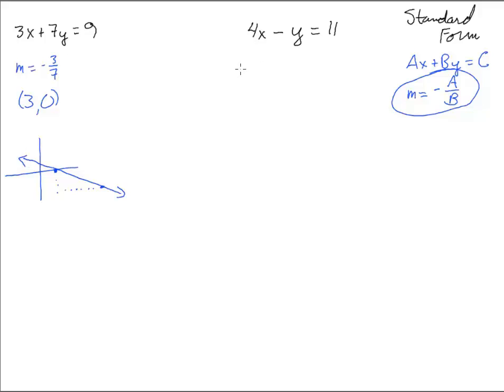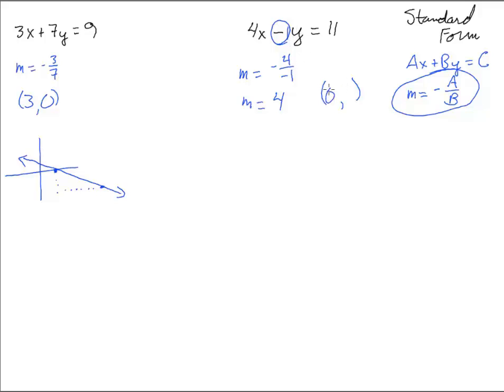Let's try this one. The slope is the opposite of 4 over, now remember this is a negative 1. So that's negative 1. Do you see how that negative and that negative cancel? And we get slope equals 4. There we have it. So the slope is 4, or 4 over 1. Oh, we need a good point. I kind of like the x-intercept a little bit better. We could do the y-intercept. I like the y-intercept where x is 0.